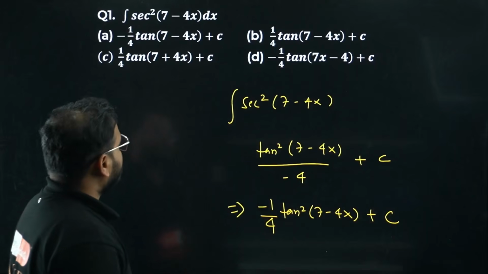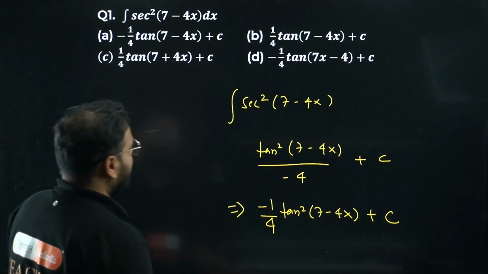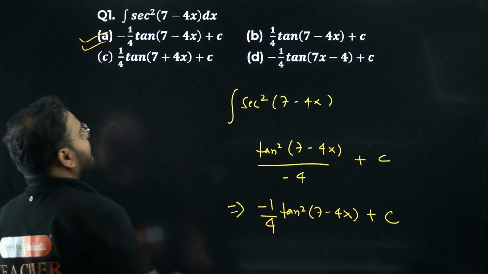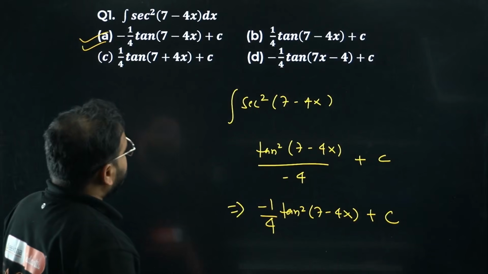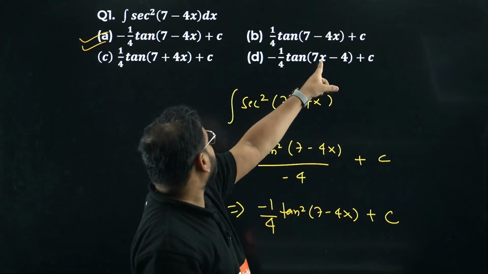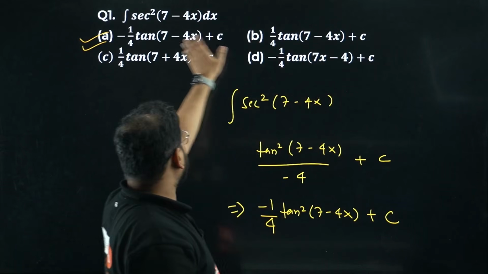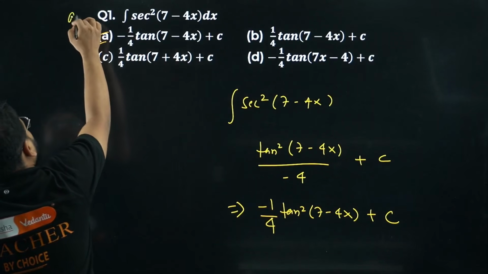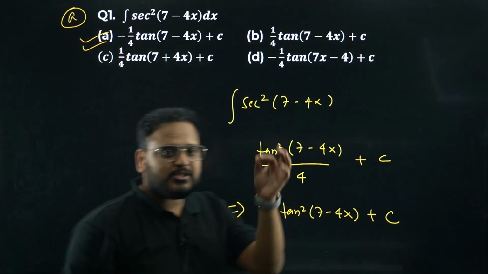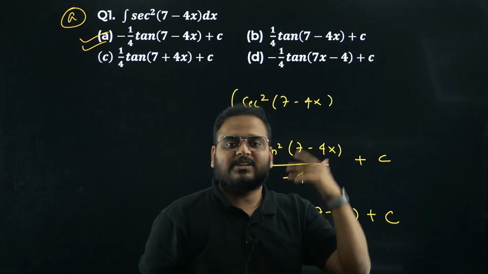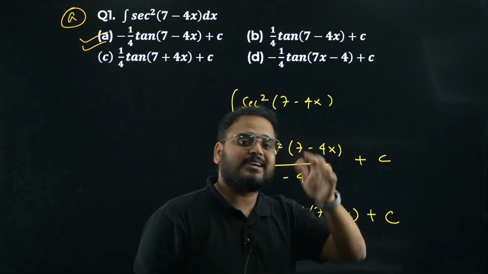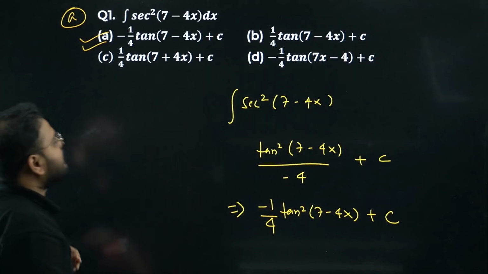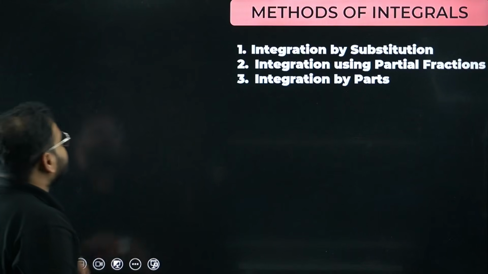Please check, what is the answer? Option A is looking correct. This one is 7x minus 4, that's why it is wrong; this is 7 minus 4x. So option A is correct for question number 1. The first question was based upon the simple formulas for standard functions which I listed in the first slide itself. With the help of that, we can solve this question. Let's move on to the next part.